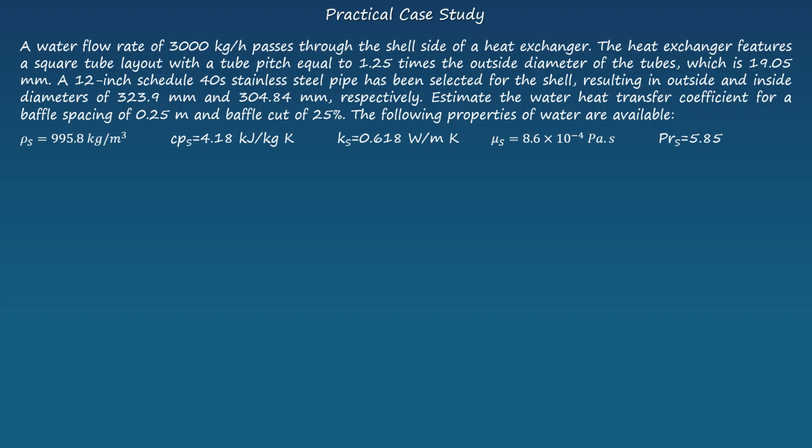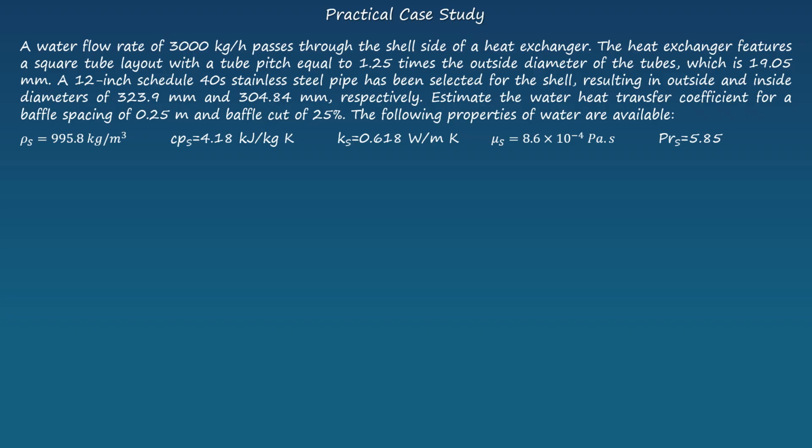The tubes are accommodated in a shell, a 12-inch schedule 40S stainless steel pipe, which has inside diameter and outside diameter as shown in these values, and we need to estimate the heat transfer coefficient when the baffle spacing is 0.25 meter and the cut is 25%.